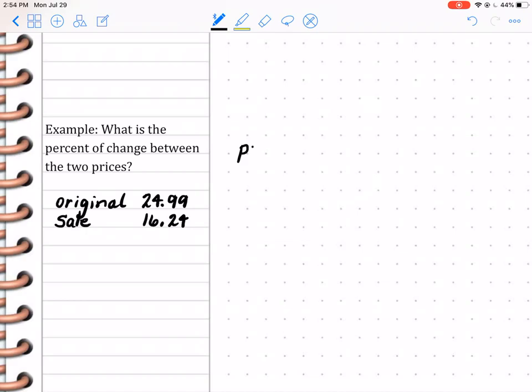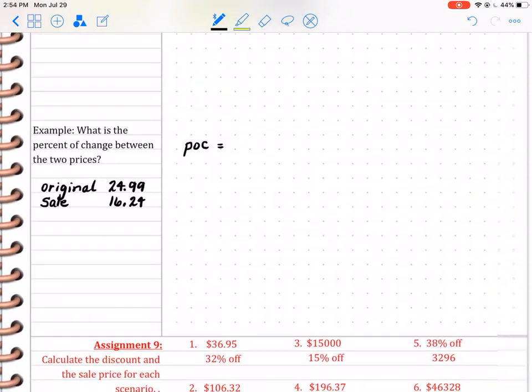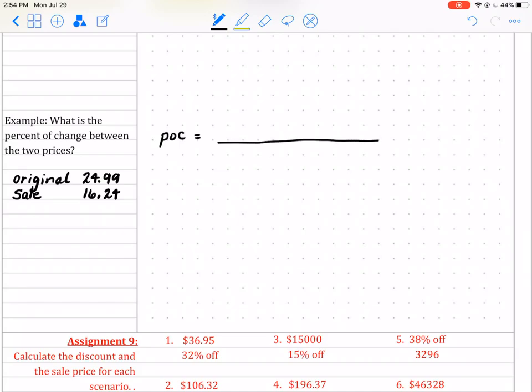And remember, that's the formula that we've just been doing. Percent of change equals new minus original over original. I promise I'm not crazy. There's a point to this that I want you to see.